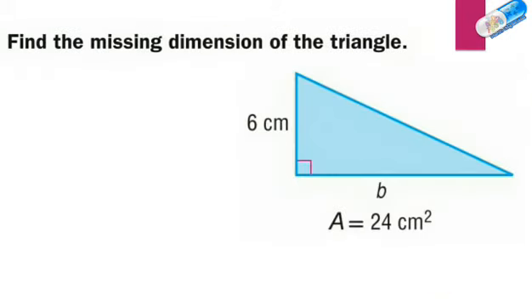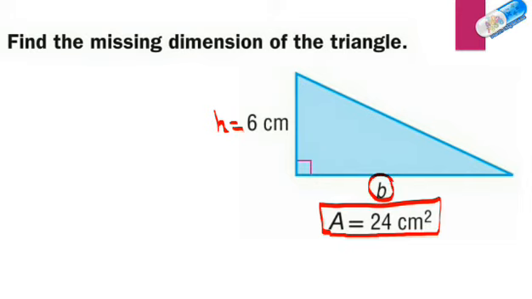Another example: find the missing dimension of the triangle. In this example, you are given the area. It's given to you. And you're also given the height, which is 6 centimeters. And you are supposed to find the B, which is the base. So this is the missing dimension.